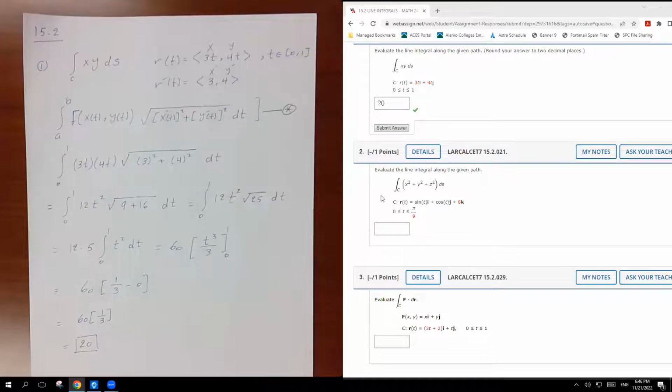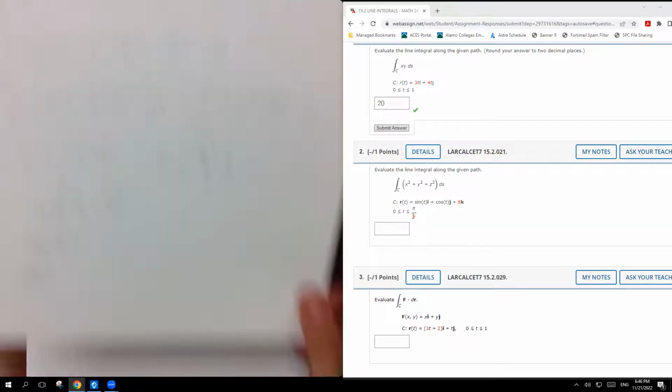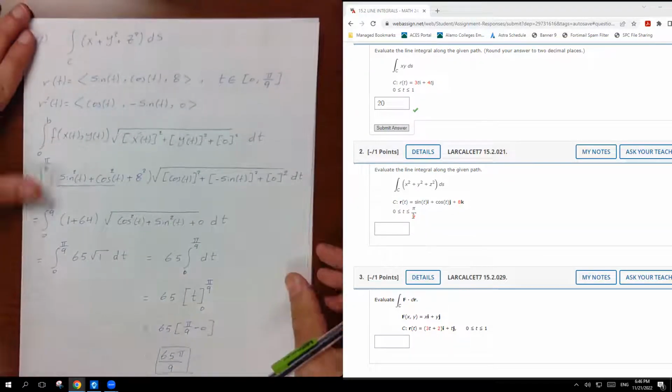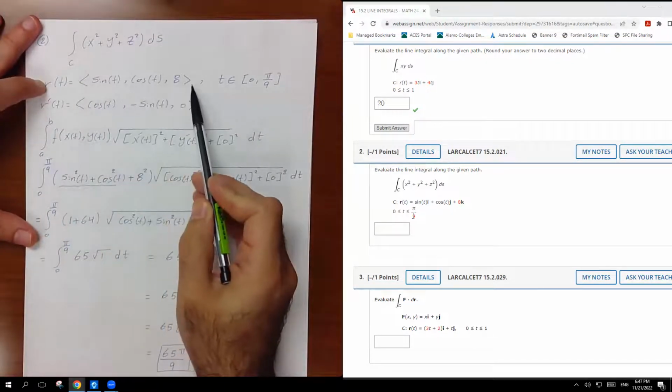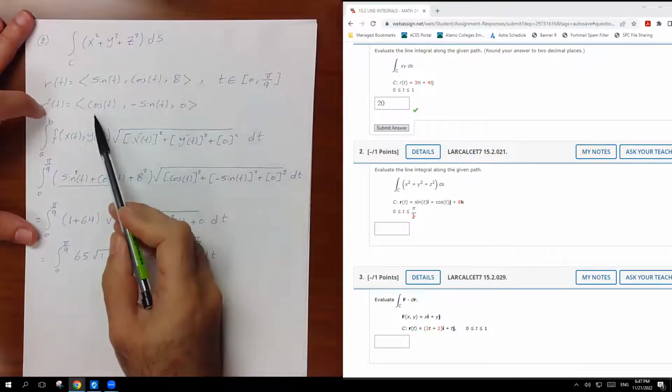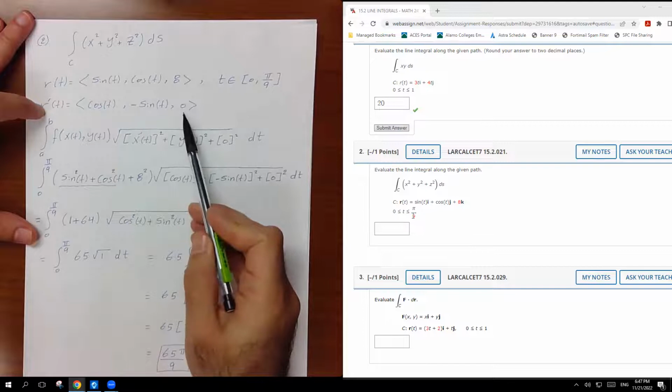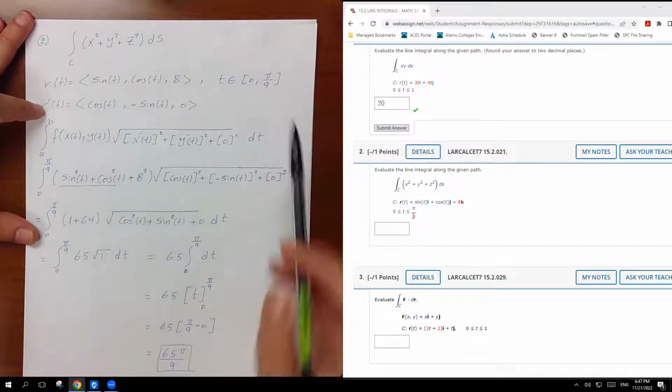For number 2, we're going to do the same steps, but we have our integral of x squared plus y squared plus z squared ds, and our r of t is sine t i plus cosine t j plus 8k, and t is between 0 and pi over 9. So here is the second one. Let's check how we're going to solve it. We're going to do exactly the same steps. So r of t is sine of t, cosine of t, and 8 in component form. R prime is cosine of t, negative sine of t, and 0, t between 0 and pi over 9.